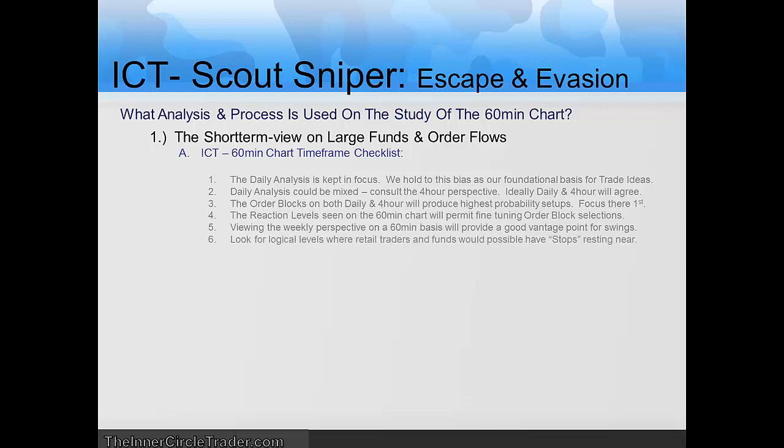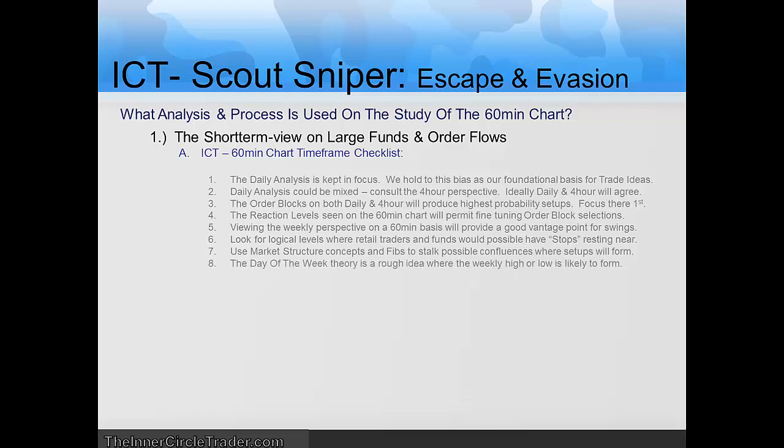Look for logical levels where retail traders and funds would possibly have their stops resting near. Again, looking for possible liquidity pools before the next significant price advancement or decline. Use market structure concepts and fibs to stalk possible confluences where setups will form. Again, you're down to the lower of the 3 higher time frame perspectives. By utilizing your fibs on this particular price chart will give you very dynamic risk to reward ratios. Okay, your risk will be very low. Many times, ideally, you want to be hunting 1 to 3 risk to reward. Okay, so in other words, you're going to be hoping to make as much as 3 times what you're risking.